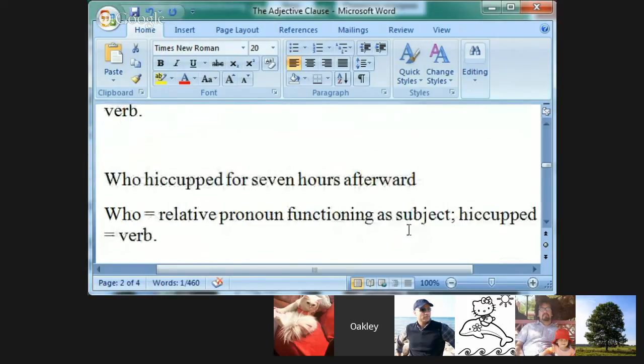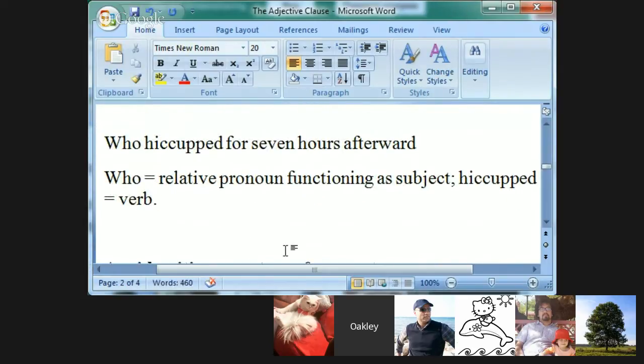All right, let's look at another example. Who hiccuped for 7 hours afterwards? The relative pronoun is functioning as the subject. Again, who, and then the verb, hiccuped. Very good.